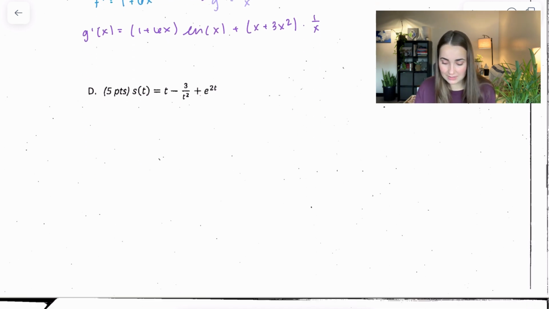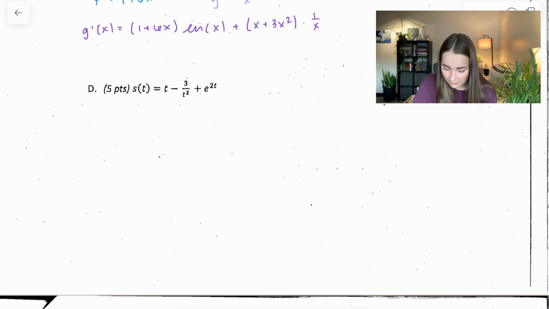Okay, so now for part D, notice here that we do have a fraction. We could do quotient rule, or we could go ahead and rewrite this. So I have t minus 3t to the negative 2. So I can bring that up using exponent rules, plus e to the 2t. From here, we can take the derivative. So s prime of t is equal to, derivative of t is just going to be 1.